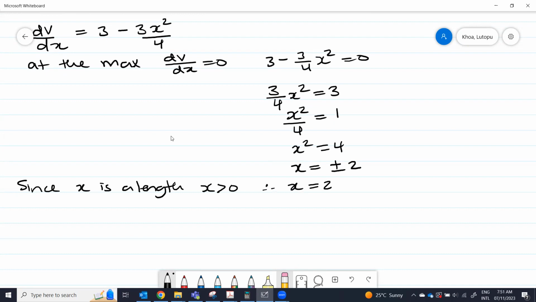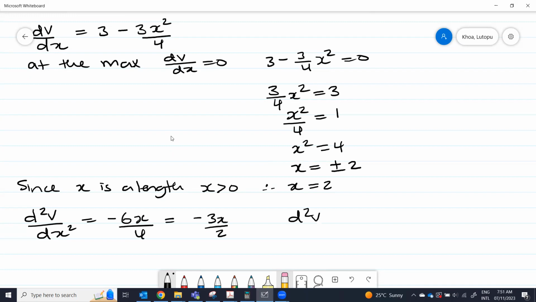Now we want to test, does this in fact give us the maximum volume? So we find the second derivative. Okay, so we take our first derivative and we differentiate it. The derivative of 3 is 0. Then here we will have minus 6x over 4. This is minus 3x over 2.